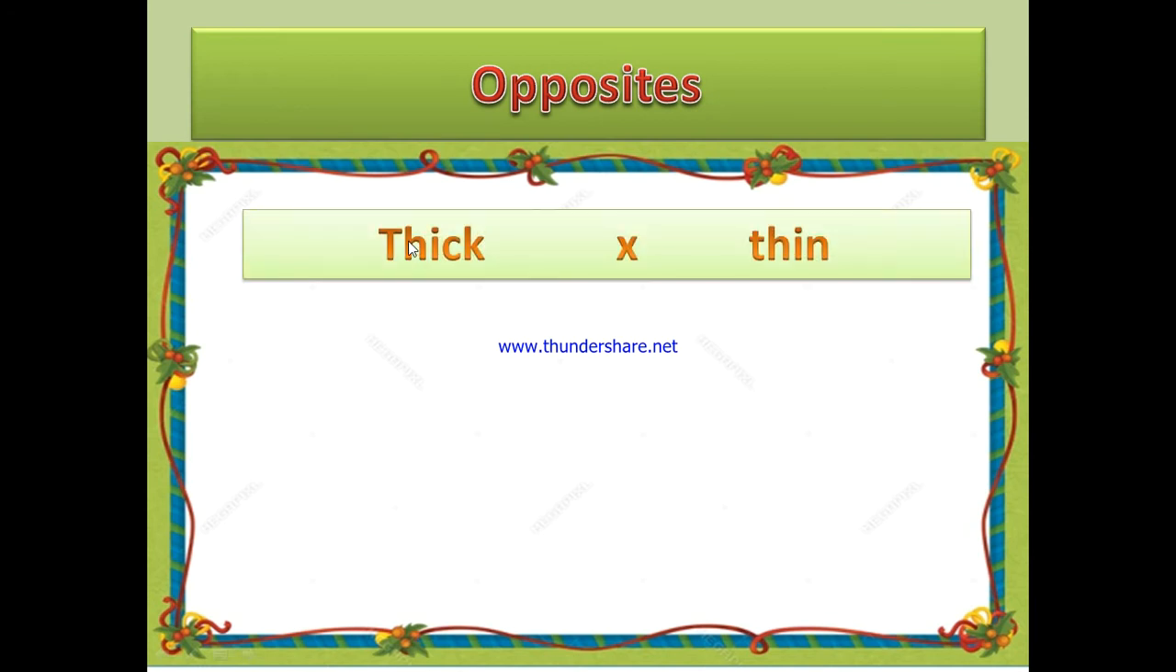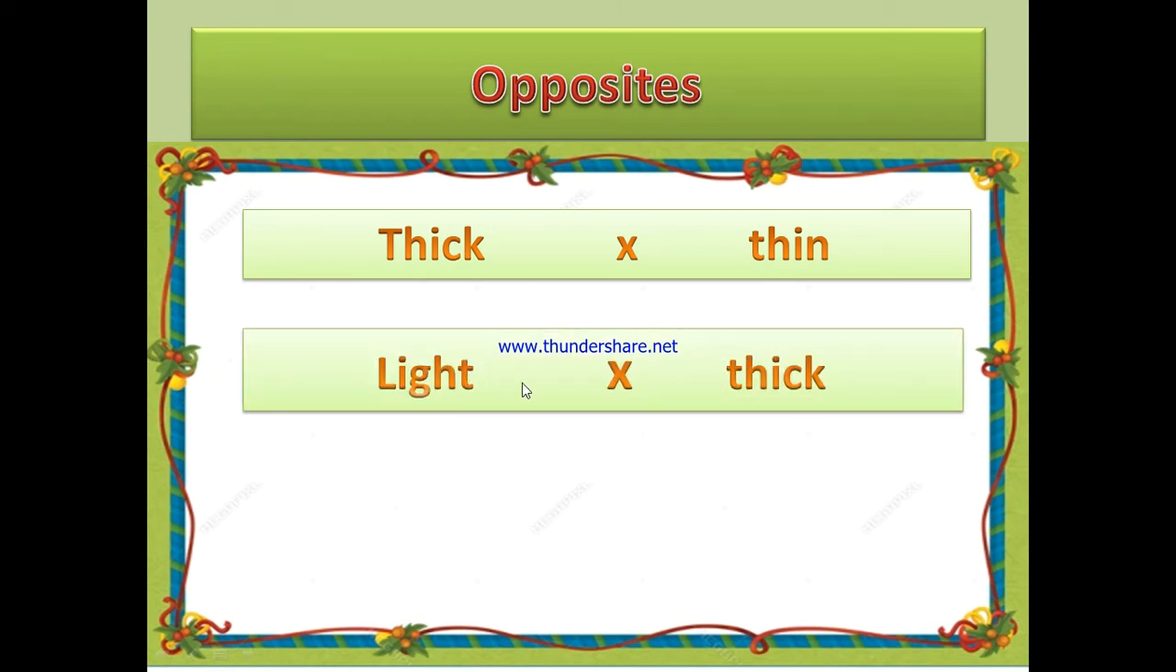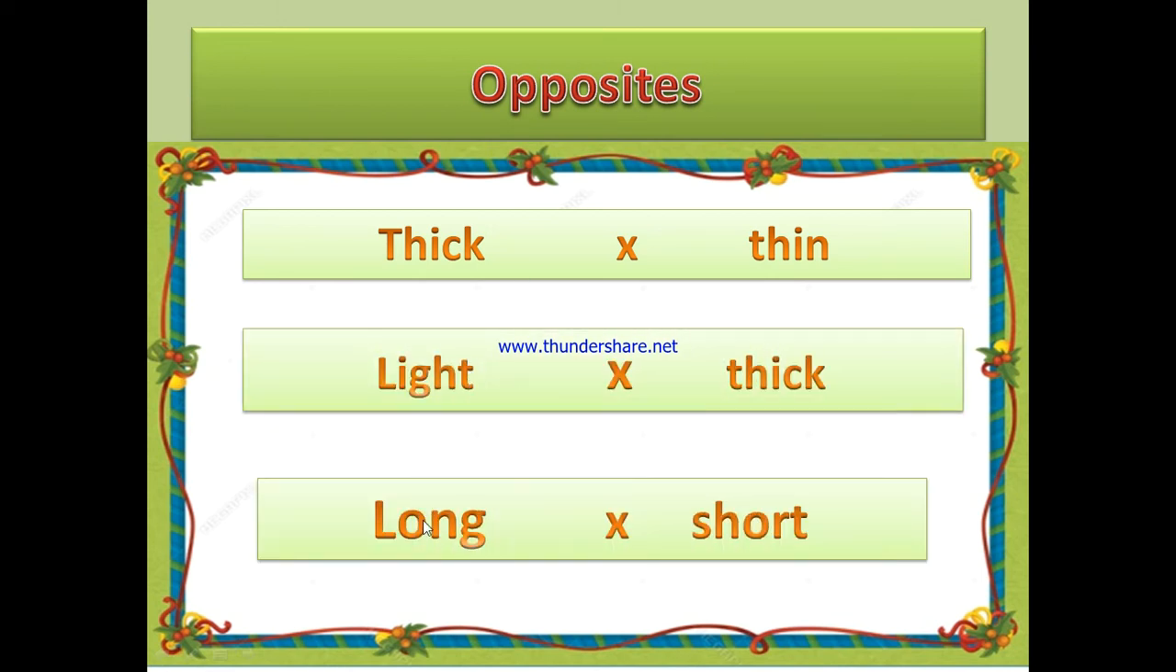Opposites again. Thick, سميك. Thin, نحيف or ضعيف. Light, خفيف. Thick, سميك. Long, طويل. Short, قصير. Thin, ضعيف. Light, خفيف. Thick, سميك. Long, طويل. Short, قصير. It's very important. Very, very important. These adjectives, كلش مهمة هاي الصفات. Okay.